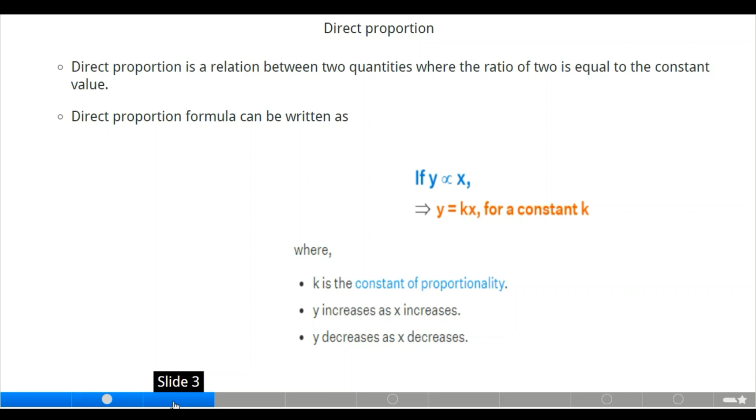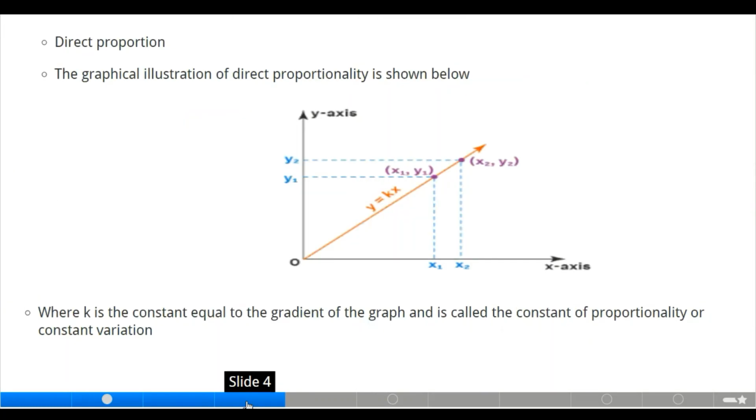k. Now under direct proportion, we have two quantities. We can denote those two quantities as x and y. As x increases, y increases. That is, as the first quantity increases, the second quantity increases as well. So we denote it as y is directly proportional to x, and when we write it as an equation expression, we have y equals kx, where k is our constant value.